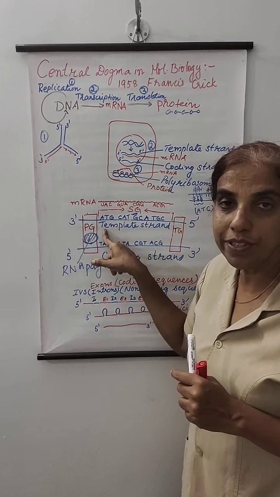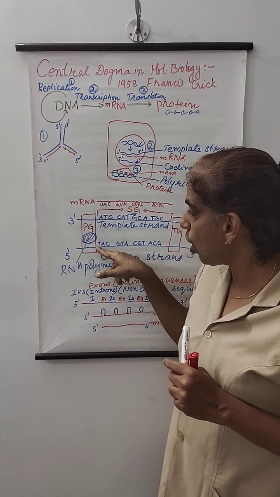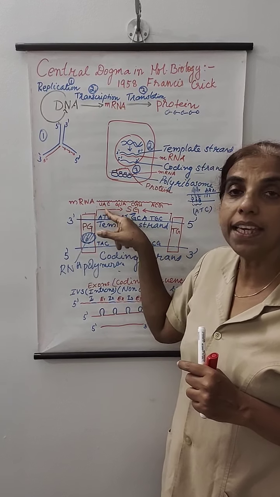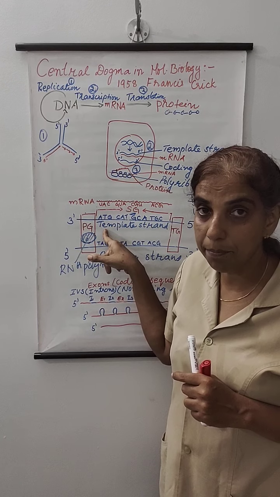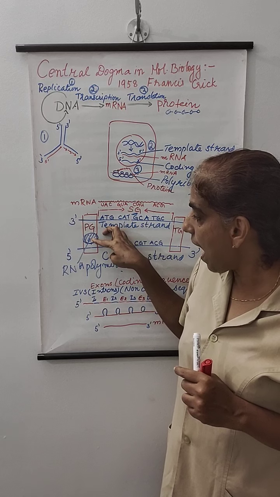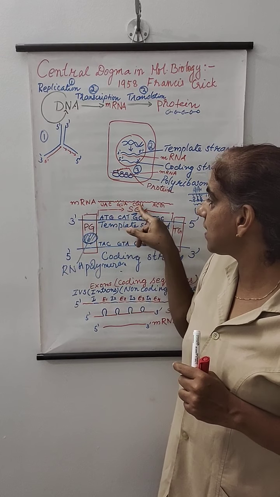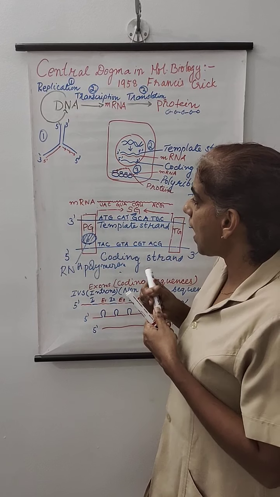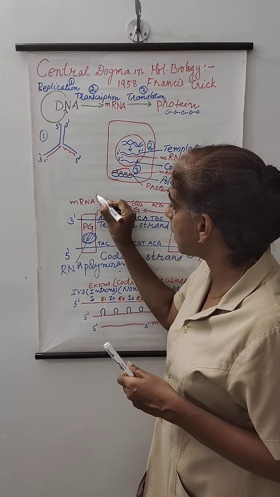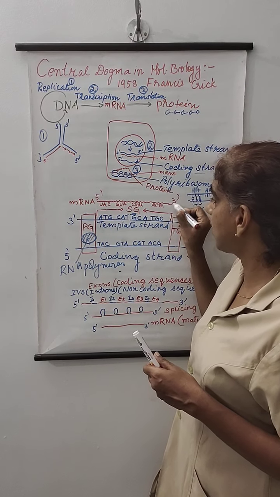And you can also see one thing, that we are always making the messenger RNA parallel in relation to the template, because RNA also can be synthesized only in the 5' to 3' direction. So RNA's polarity is 5' here and 3' here.